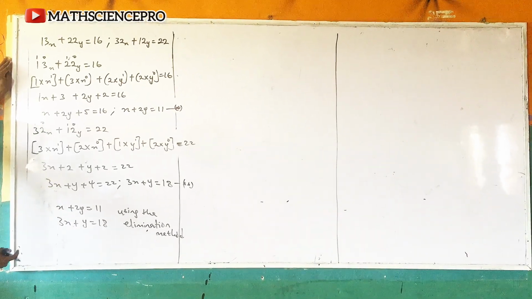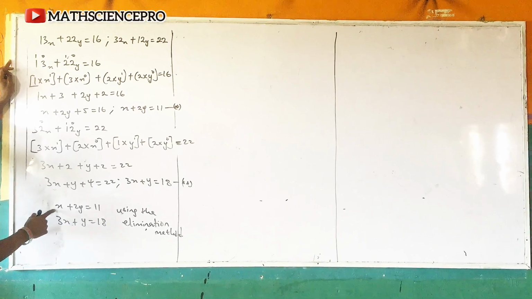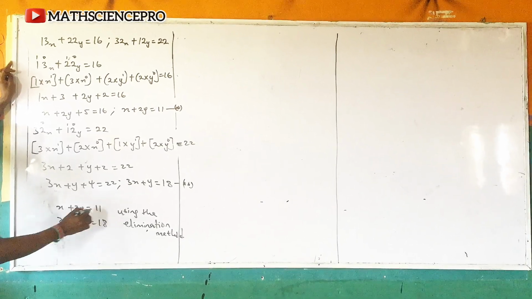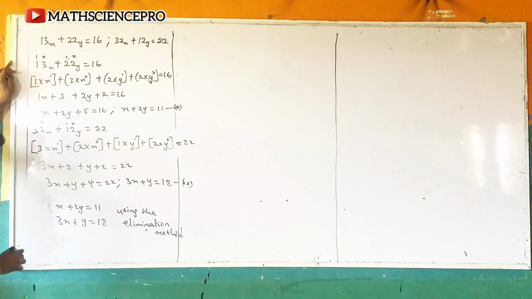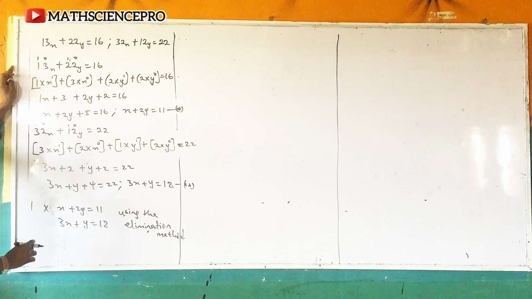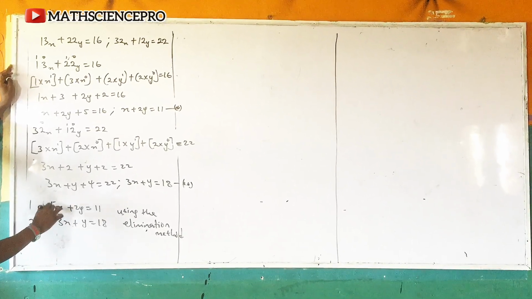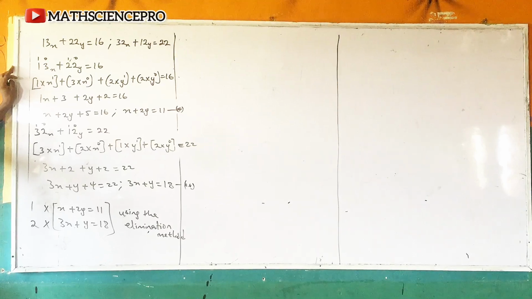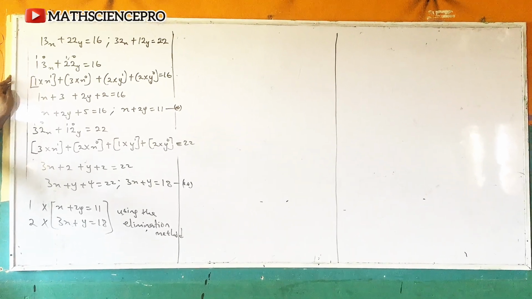So I'm going to multiply everything in equation 1, which is equation star. This is star, this is star star. So multiply all of equation star by 1. Multiply all of equation star star by 2. I believe you all know the technique behind the elimination method. If you don't, please visit one of my videos, or let me know in the comment section.